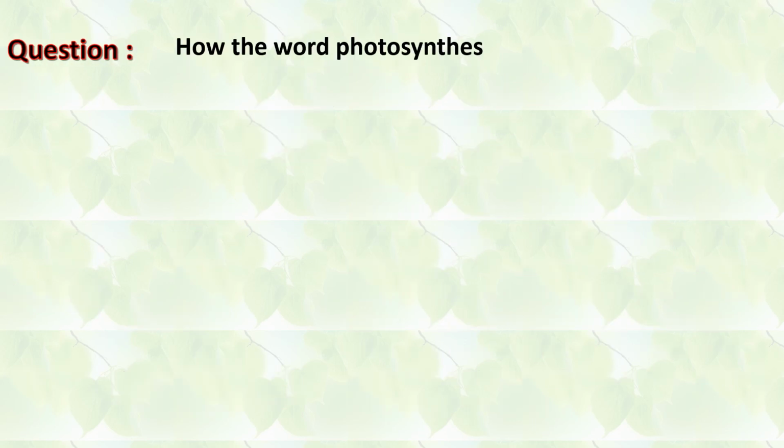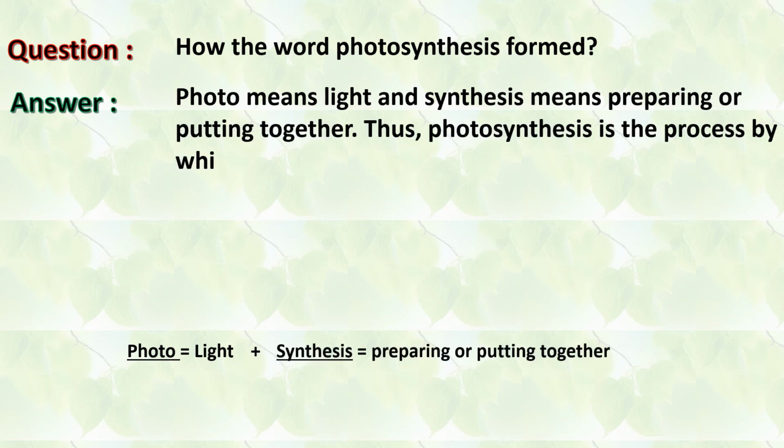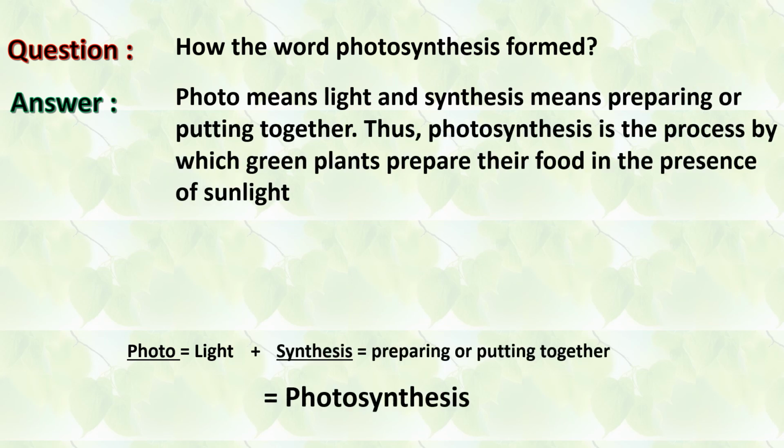Question. How was the word photosynthesis formed? Answer. Photo means light and synthesis means preparing or putting together. Thus, photosynthesis is the process by which green plants prepare their food in the presence of sunlight.